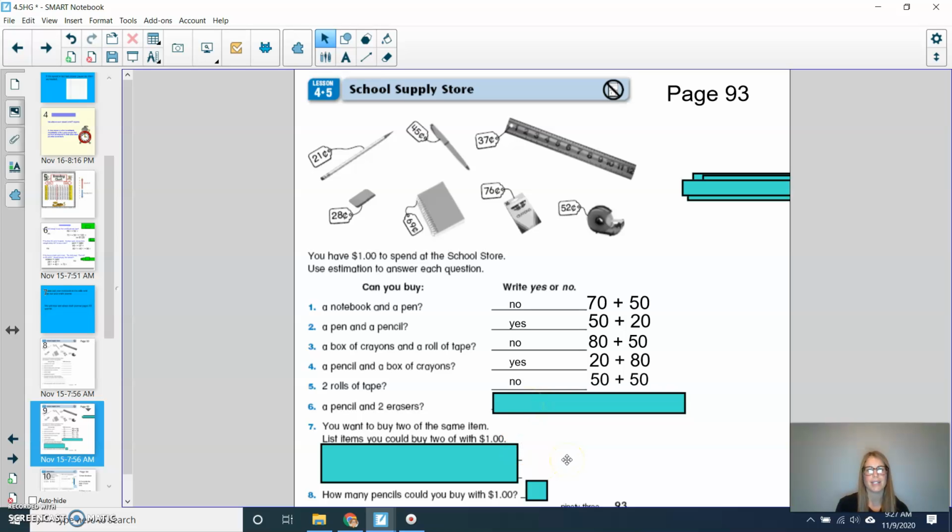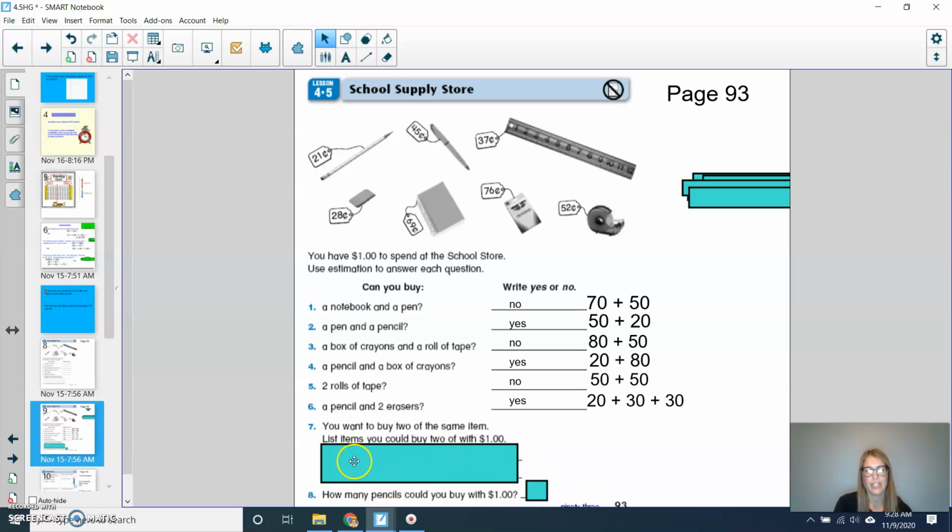If I'm going to buy a pencil and 2 erasers, a pencil I would round to 20 cents, an eraser would be 30. So 30 plus 30 is 60, plus 20 would bring me to 80. So yes, I would have enough money. Now, boys and girls, for the bottom half, it says you want to buy 2 of the same items. List items that you could buy 2 of with $1. And then for the last question, how many pencils could you buy with $1? Can you press pause to solve these problems and then play when you're ready to check?